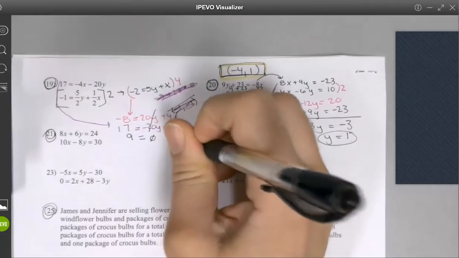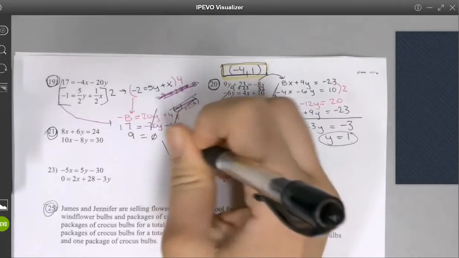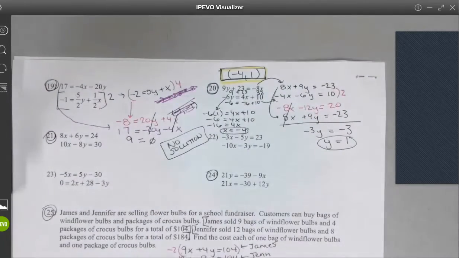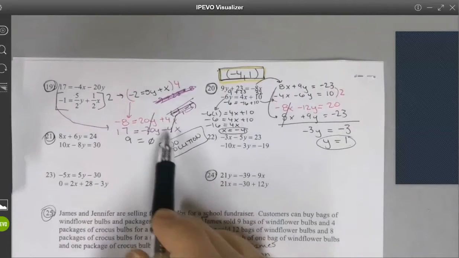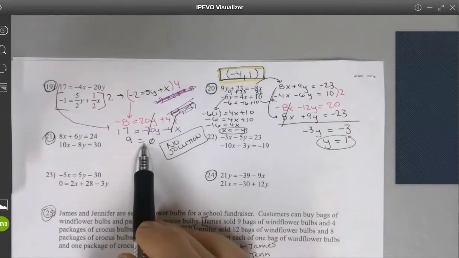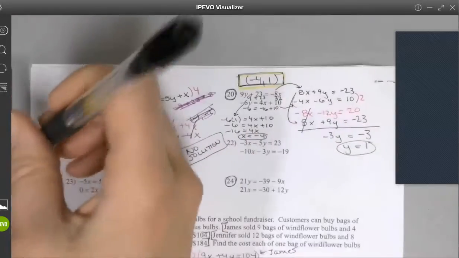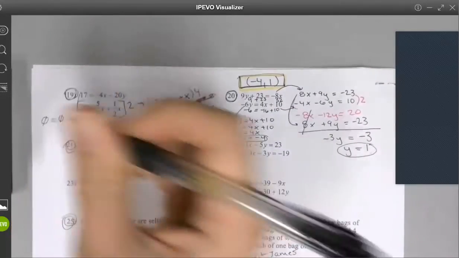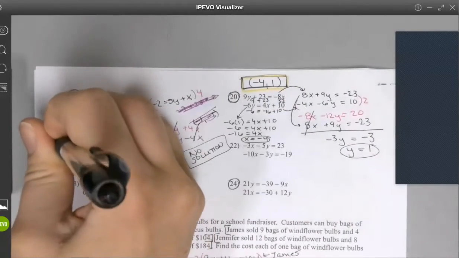On the second quiz, which I haven't seen your group of quizzes, I've only seen the online ones. But on the ones I looked at, there was one that was infinitely many solutions on that quiz, and several people put no solution. So if all of my variables cancel out and I'm left with something that's false, that's no solution. If all of my variables cancel out and I'm left with something like 0 equals 0, that's when it's infinitely many solutions.